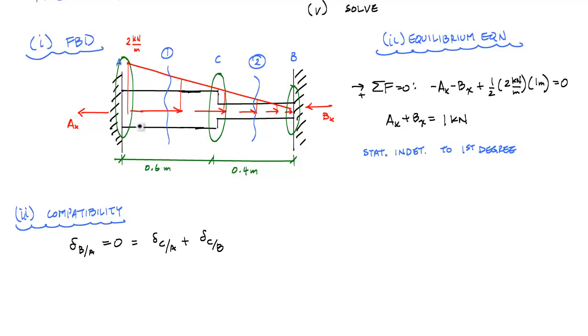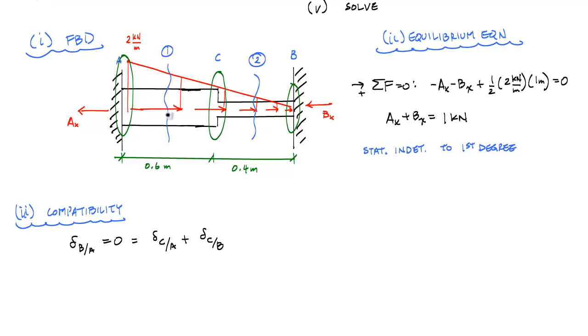Now because I have a distributed loading here, I know that the internal normal forces in each of these segments are not going to be constant. They're going to change with this distributed loading. And so I'm going to cut between each one, and I want to calculate the internal loading within each segment. When I want to determine the axial deformation of each segment, I have to use the integral formulation.